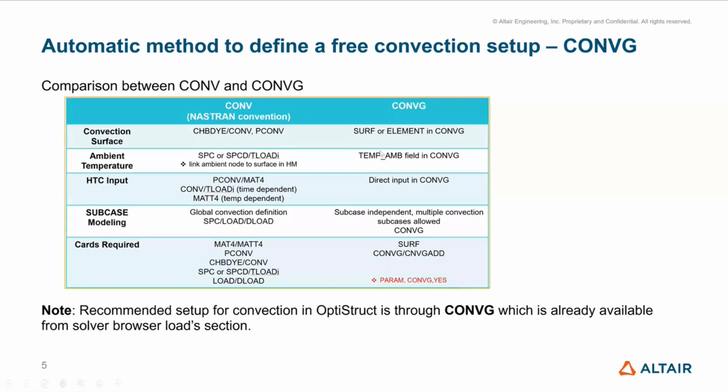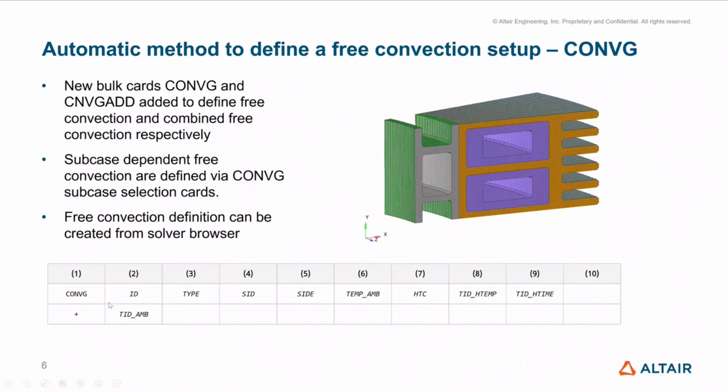So I want to emphasize here that the recommendation from OptiStack is to use the convg for the convection setup. Though we have enhanced the migration in .3, still going forward, I would recommend to use the convg setup, which is already supported in the HyperMesh interface for OptiStack. This is just an overview of how the convg card looks like. So all the options are defined in one single card here.